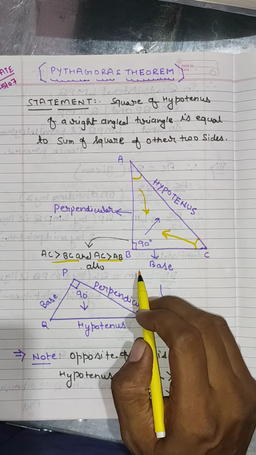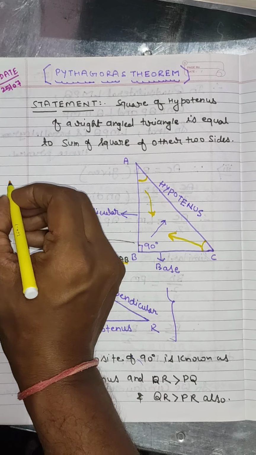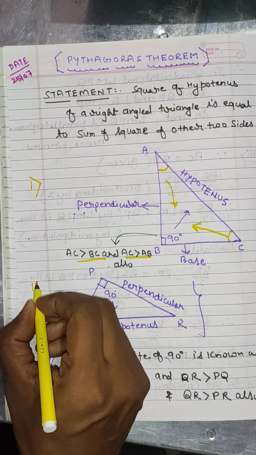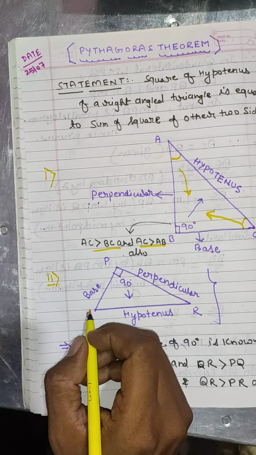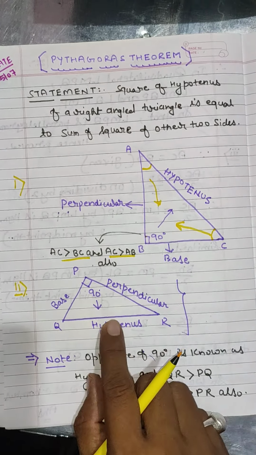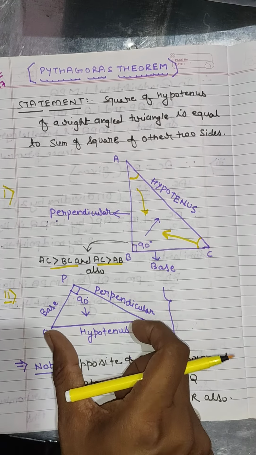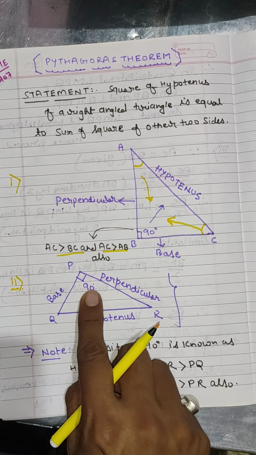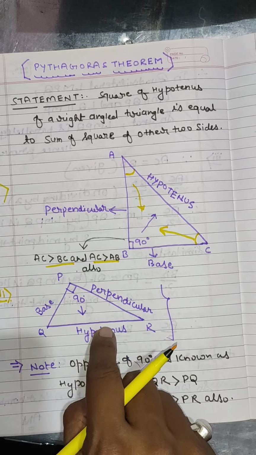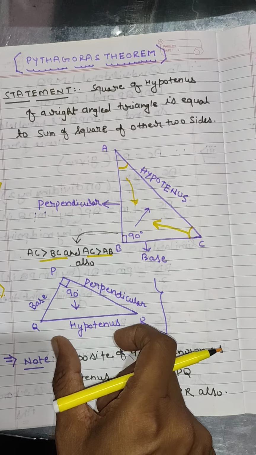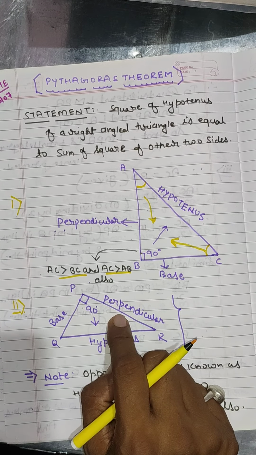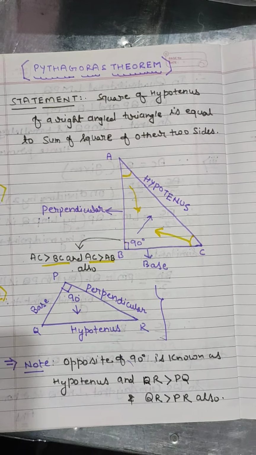Again, the second figure I have drawn, this is the first figure, and this is the second figure. In this second figure I have shifted the diagram. In this triangle this is the 90 degree angle, and opposite to the 90 degree angle this is your hypotenuse. Please remember, very very important point, the side opposite of 90 degrees is always your hypotenuse.